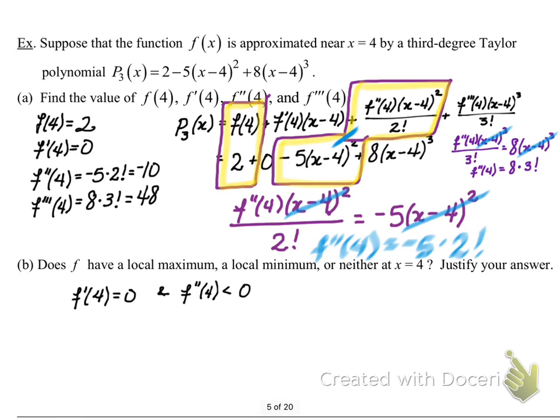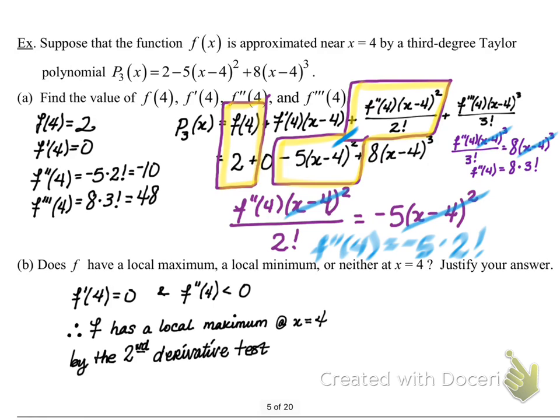Okay, when it asks if it's a maximum or a minimum at x equals 4, you can look by the second derivative test. You have the first derivative equal to 0 and the second derivative is negative. Therefore, it must be a maximum. There must be a local maximum at x equals 4. And you need to justify your answer using those words. You need to mention that you use the second derivative test or the first derivative test, but in this case it would be the second derivative test.